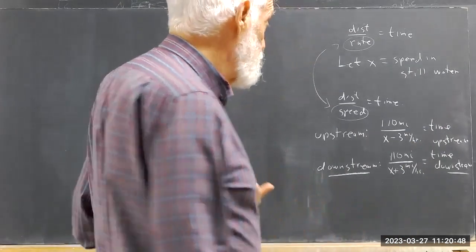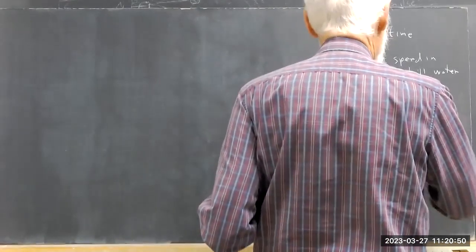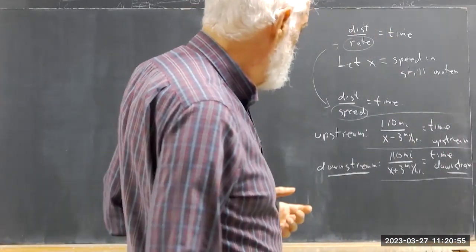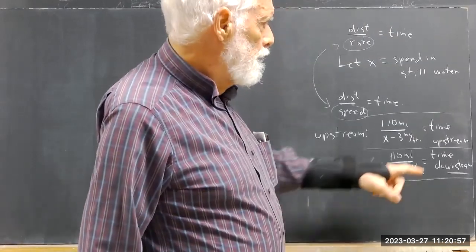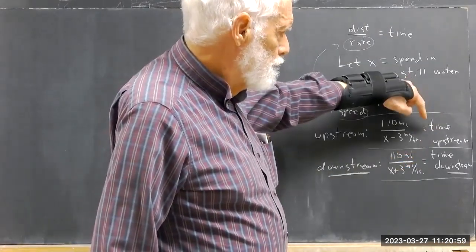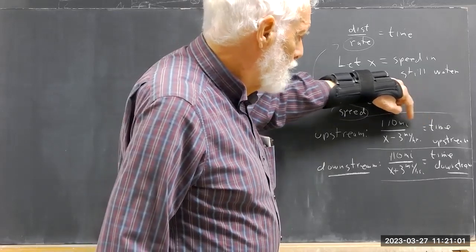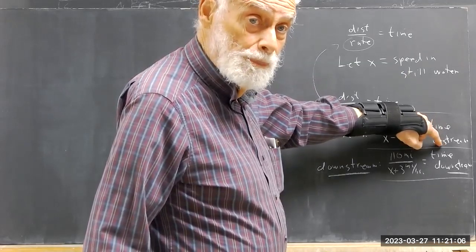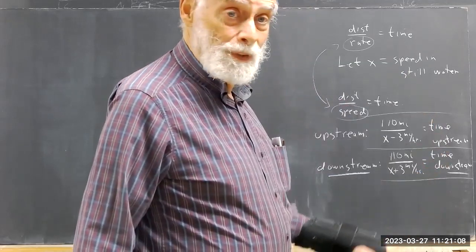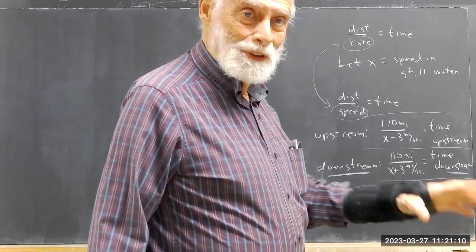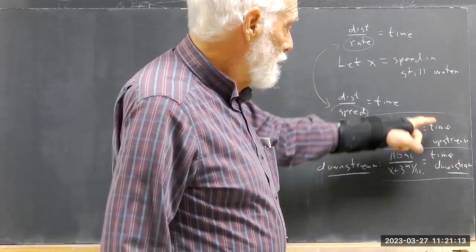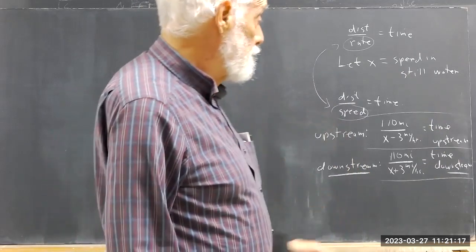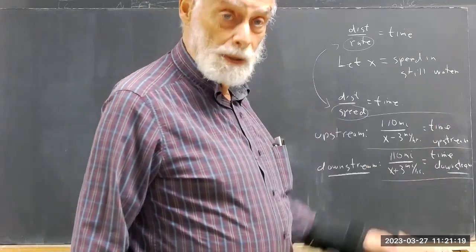Now, this is pretty much the way everybody's got the problem set up, except we're not real consistent about how we label what this means. This is a time upstream, this is a time downstream. We got time, but we don't have a specific time upstream and time downstream. And that's important because we've got a relationship between the time upstream and the time downstream.